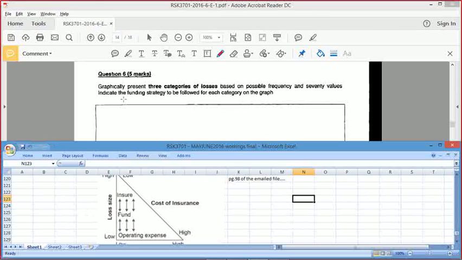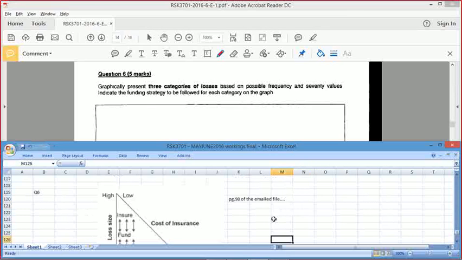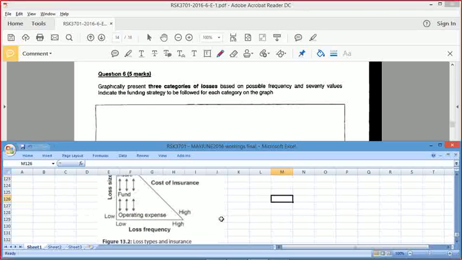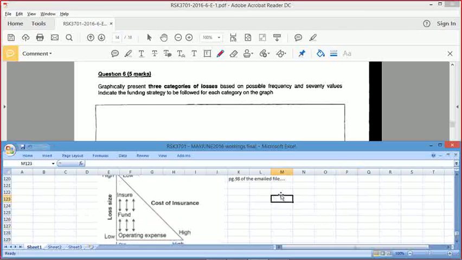Okay, awesome. Okay, so graphically present three categories of losses. Right, remember, losses can either have a high severity or a high frequency. Okay, remember, severity and frequency is going to affect the decision making around which losses we are going to cover and which losses we aren't. Okay, severity versus frequency.